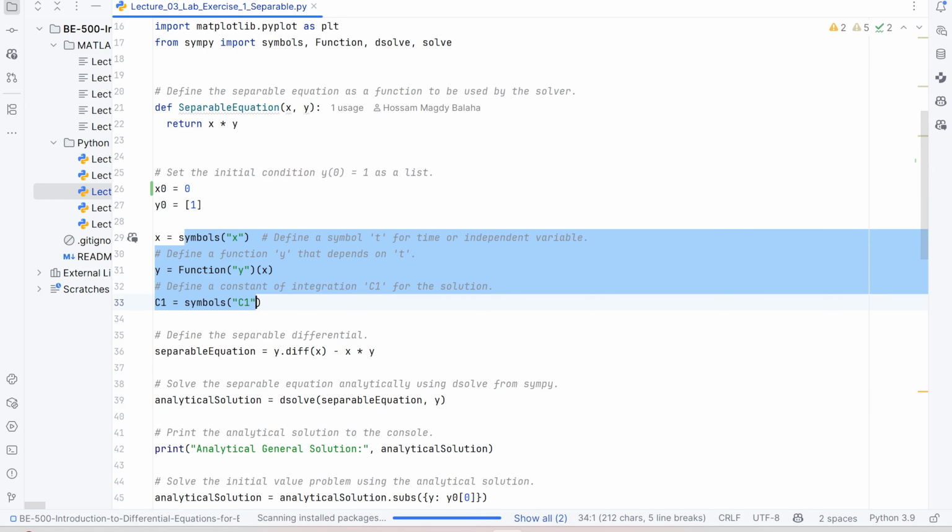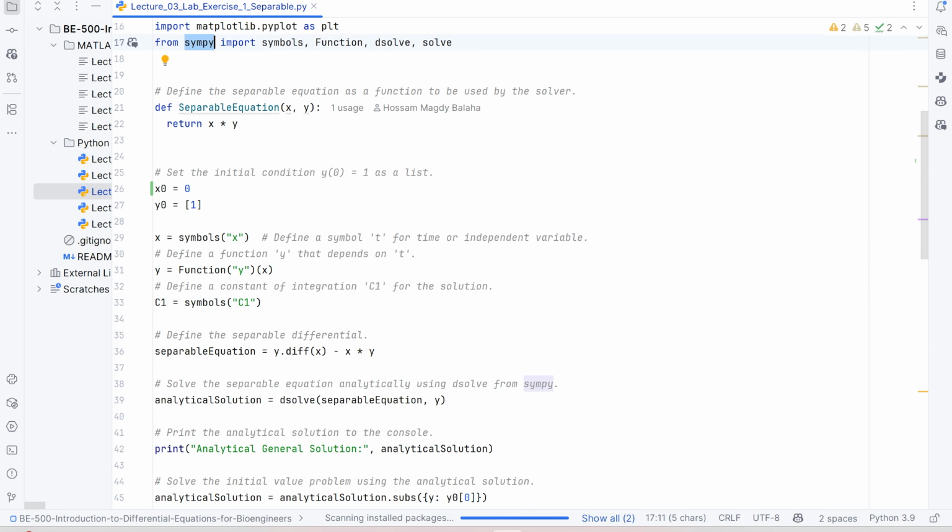Next, define the symbols as we did in the first lecture, and these symbols will be used by SymPy to solve the equation and find the original equation from the derivative one. We have x, we have y, we have a constant, and y is a function of x. We need to define the separable equation dy/dx minus xy, and we will use the function dsolve from the SymPy library and solve it analytically with respect to y. This will give us the analytical solution.